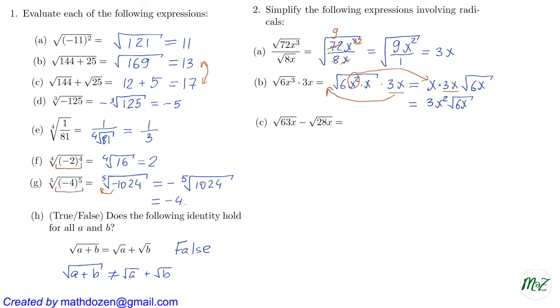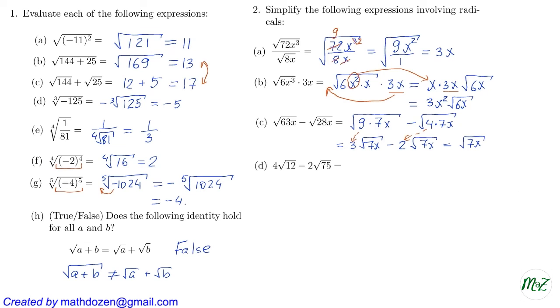Then in problem C, we have the square root of 63x minus the square root of 28x. So we'd like to split out a perfect square, if possible. 63 is 9 times 7, and 28 is 4 times 7. So the square root of 9 becomes this 3. The square root of 4 becomes that 2. And we're looking at 3 times the square root of 7x minus 2 times the square root of 7x, so that's 1 times the square root of 7x, but we're not writing 1 up front.